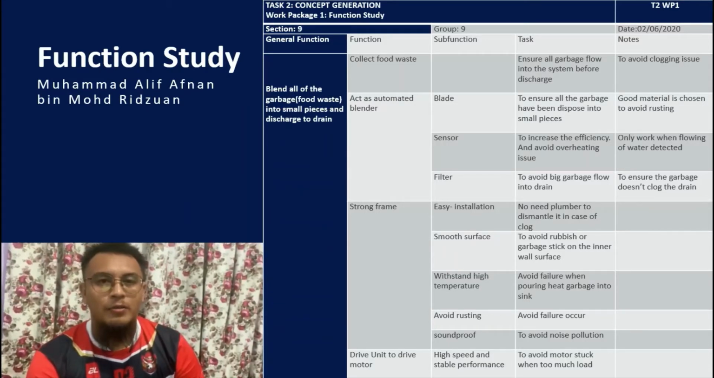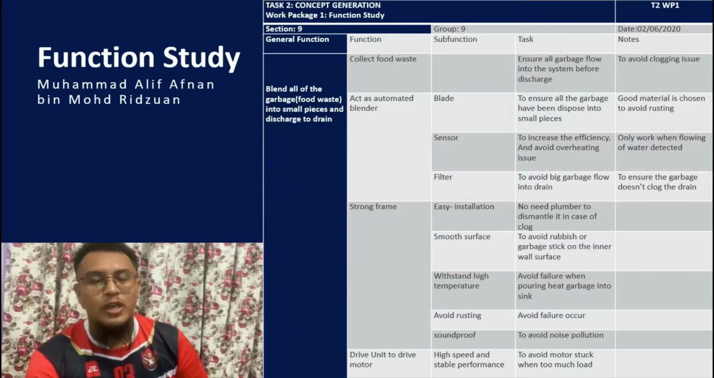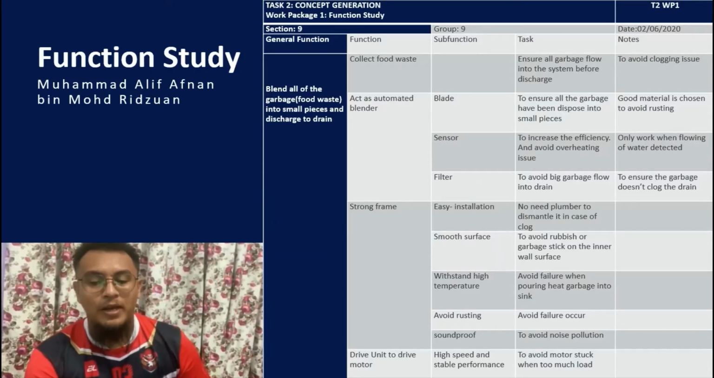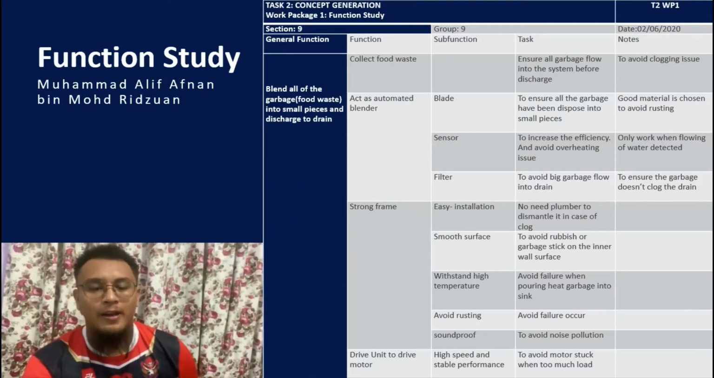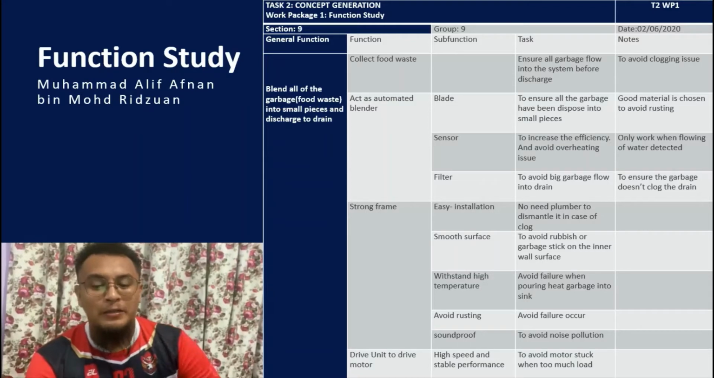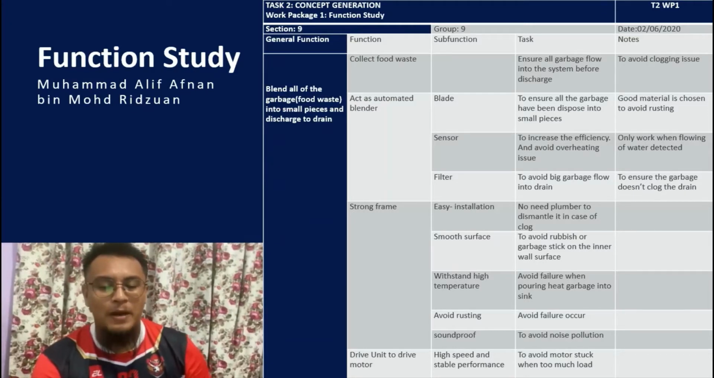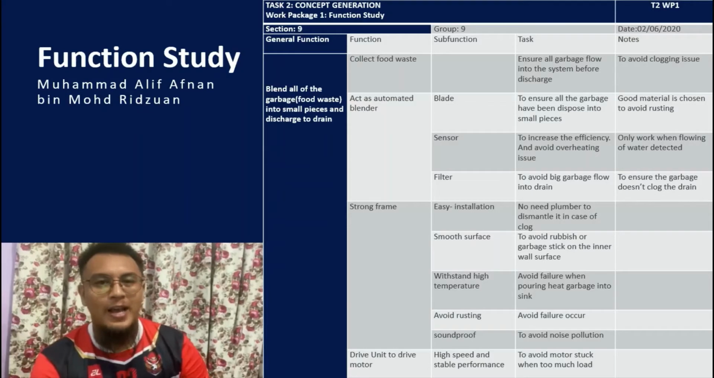Next we use a sensor. The sensor is to increase the efficiency. Next we use a filter. The filter is to avoid big garbage flowing into the drain. Next we use a strong frame. The strong frame is for easy installation, because there is no need for a plumber to repair this project, this object.